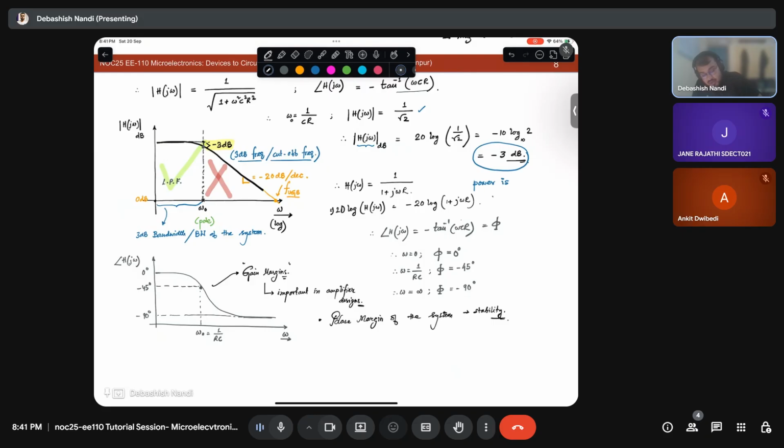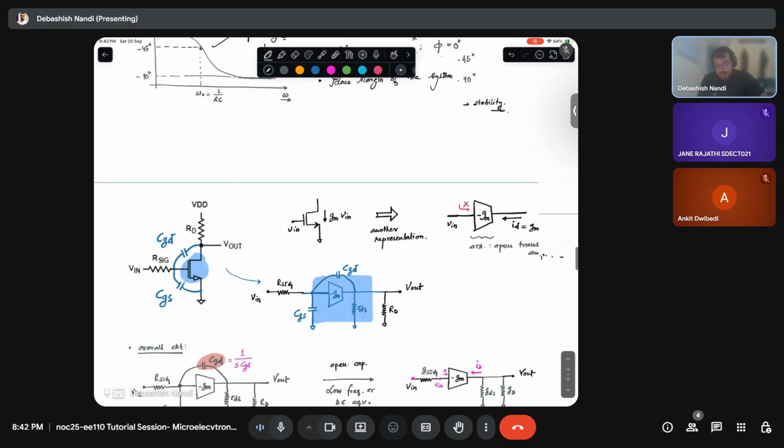So if you plot this, this will give you H(jω) in dB. If you plot H(jω) in dB versus log of omega, you will get a slope of minus 20. So that is why it is minus 20 dB per decade.